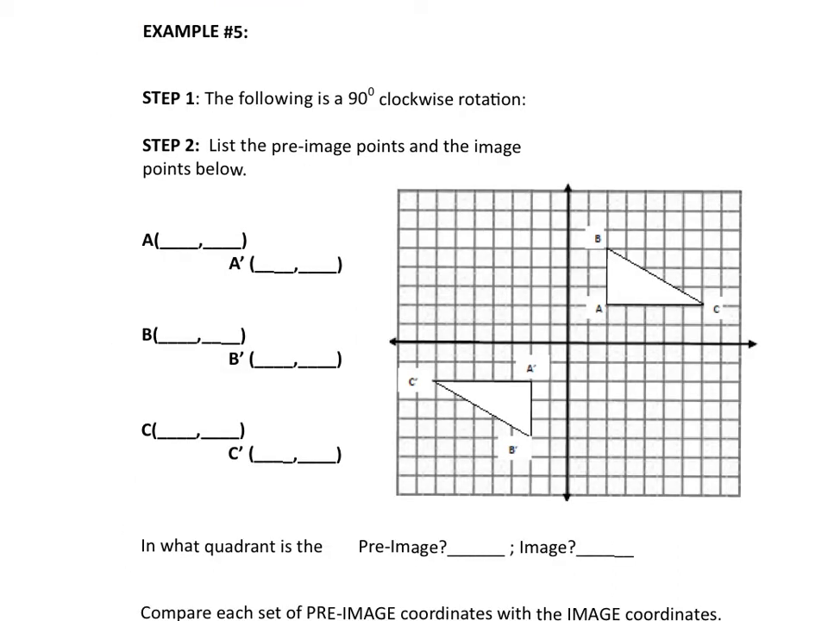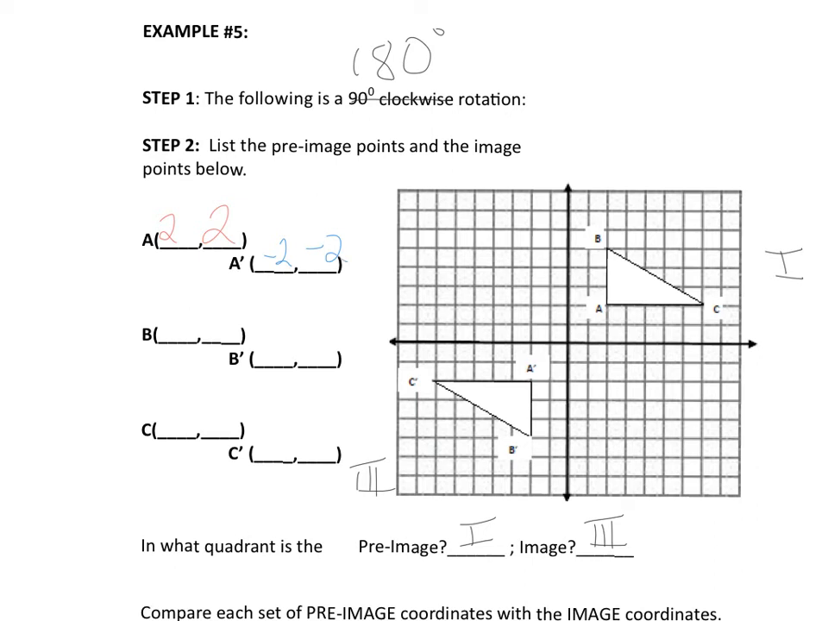Now, for example 5, the following is an example of a 180-degree rotation. So when we look at this, the pre-image is located in quadrant 1, while the image is located in quadrant 3. So let's go about listing our coordinates for the image and the pre-image. The pre-image, point A, is located at 2, 2. A prime is located at -2, -2.